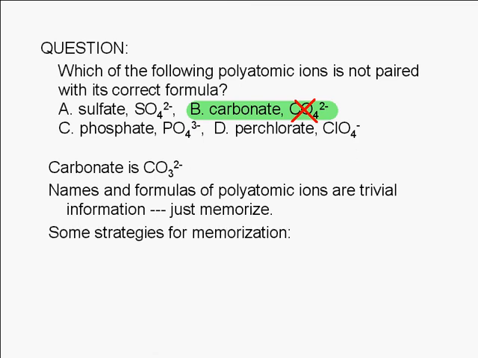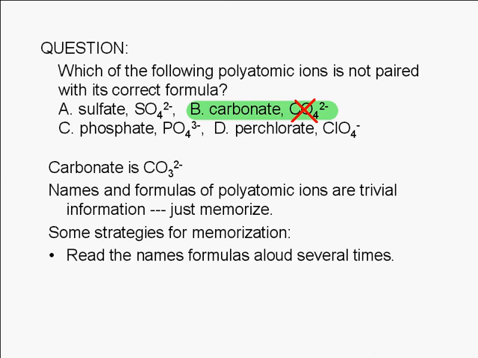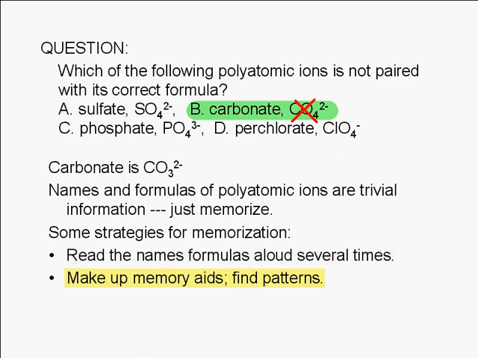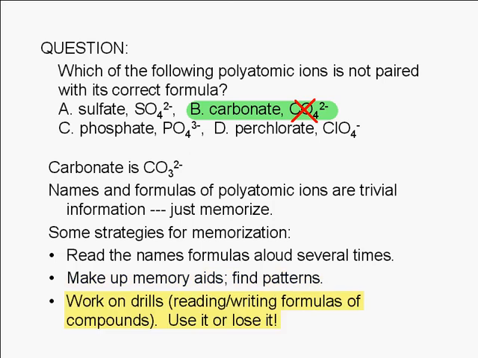Here are some strategies that you can use for memorization. Refer to a list of names and formulas. Read the names and formulas aloud several times. Hearing and seeing should help you remember them better than just seeing them. Make up memory aids. Try to find patterns in the names and formulas. Work on drills such as reading or writing of formulas of compounds that require you to remember this information. Remember that if you don't use this information, you're likely to forget it.